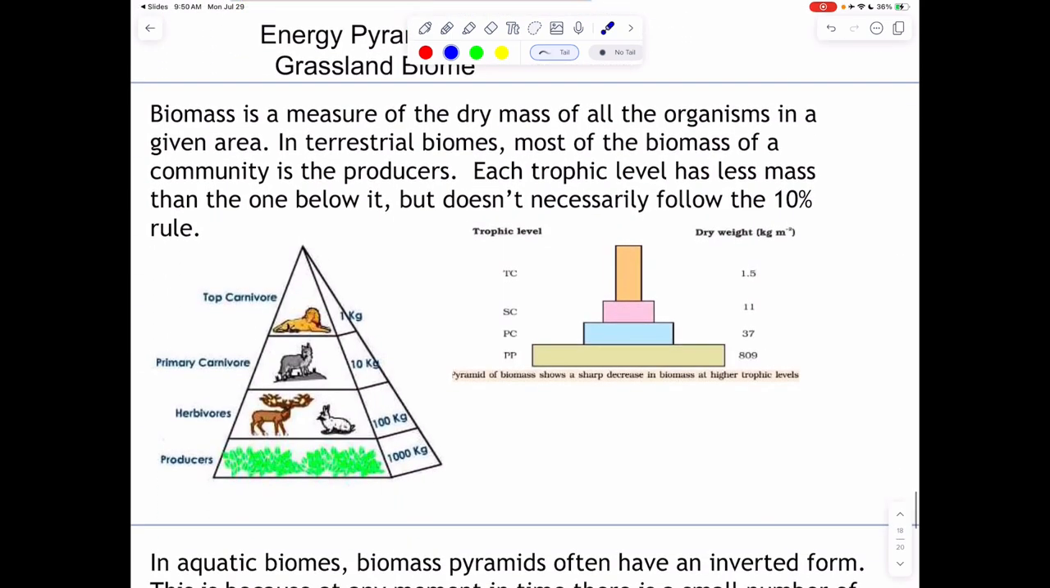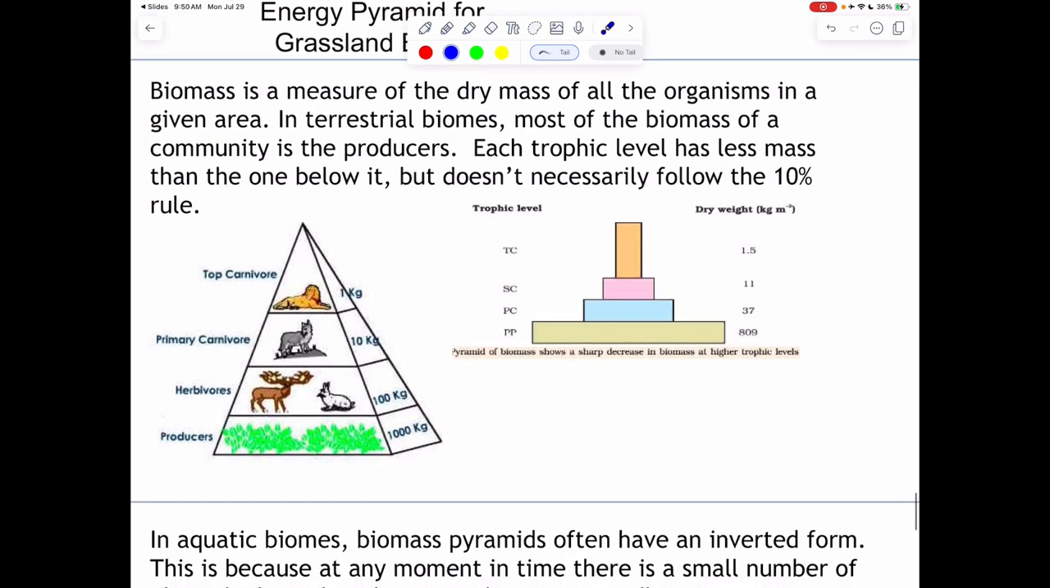All right, now we can also look at our energy pyramids in the form of biomass. Instead of just always energy, it could also be biomass. And when we look at this biomass, you can see that our plants create a massive portion of the biomass in a community. And each trophic level after that is going to have less mass and less mass and less mass, with our top carnivores having the least amount of mass.